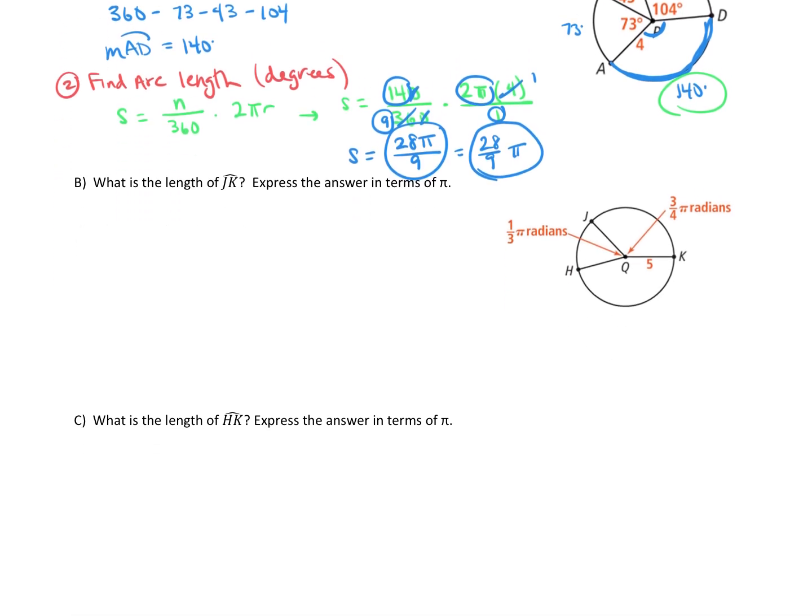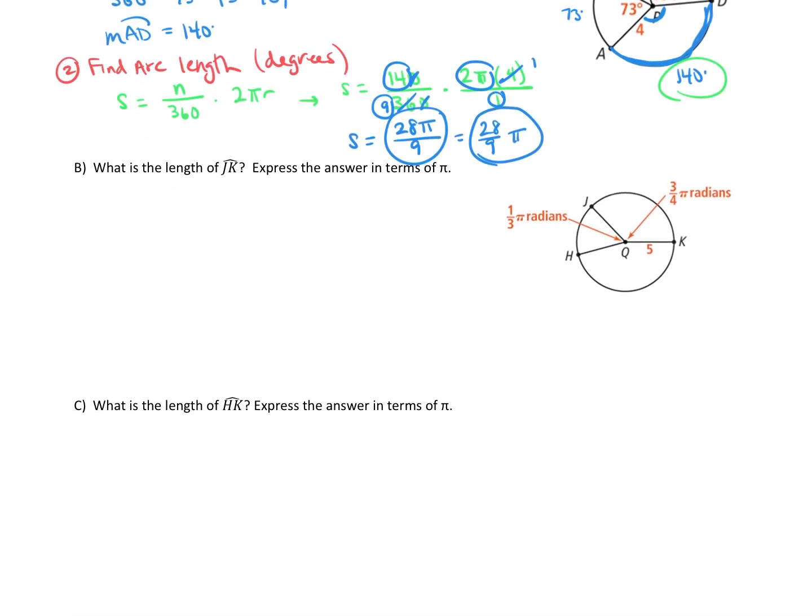Okay, so a couple more. This next circle, what is the length of arc JK? So JK, again, our arc is named with 2 letters, so we find from J the quickest pathway to K, so it is a minor arc. Express your answer in terms of pi. So again, we're not going to divide out and get a decimal. So follow the same steps we did above.